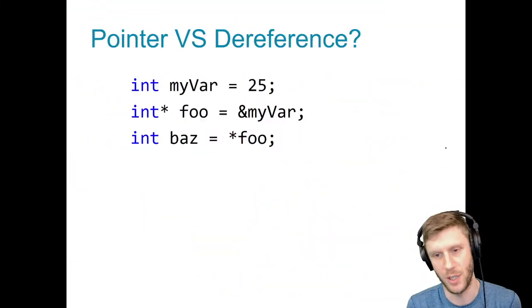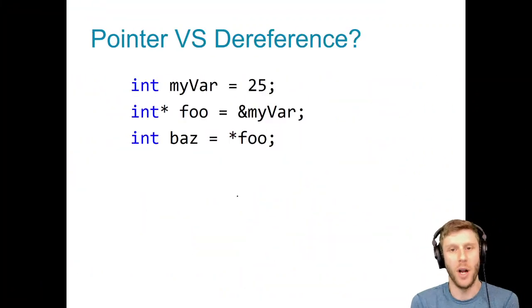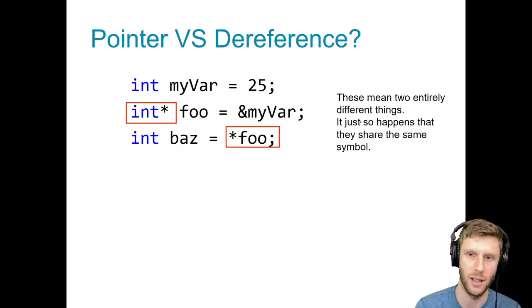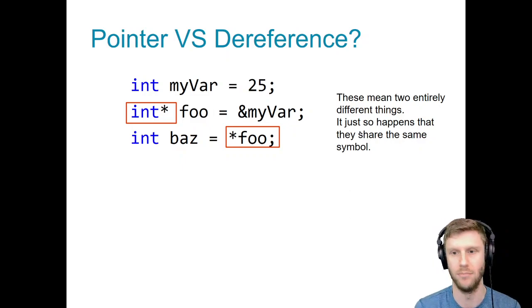Okie dokie. What's printed out? Well, there we go. Okay, pointer versus dereference. These mean two entirely different things. It just so happens that they share the symbol.